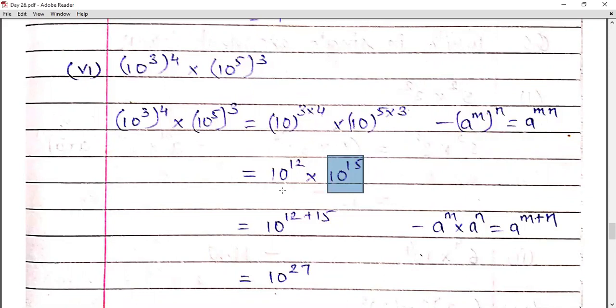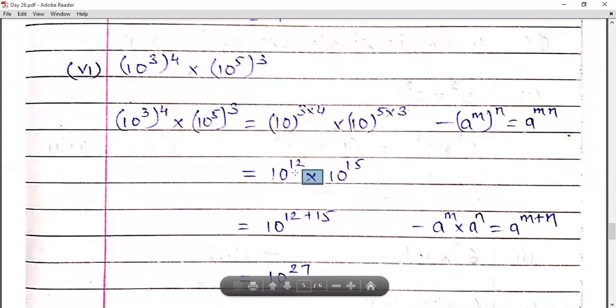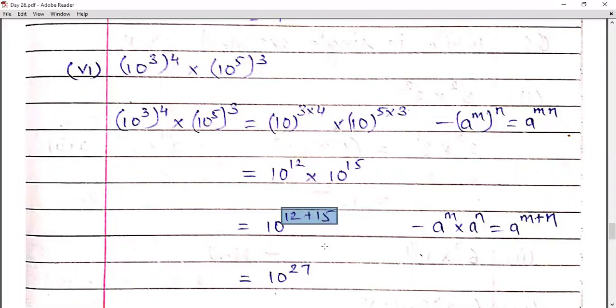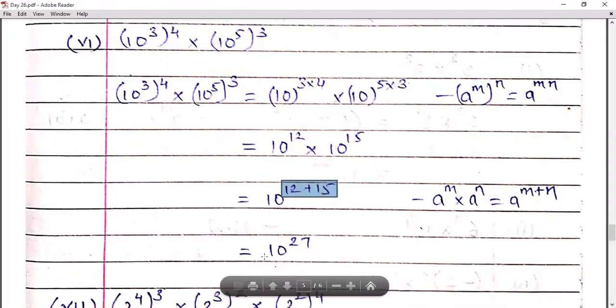Now you can see bases are same, numbers are to be multiplied, इसलिए हम पावर को क्या करेंगे? ऐड करेंगे. बेस एज इट इज रहेगा, 12 plus 15 will give you 27. Hence your answer is 10 raised to 27.